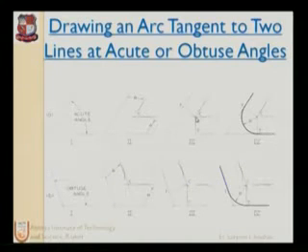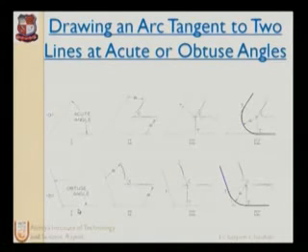So from point C, draw a perpendicular line to both of the lines and mark it as T on both lines. In the final step, from C, with a distance equal to CT, draw an arc which should be tangent to both the lines. So that arc is a tangent arc to both lines. The steps will be the same for the obtuse angle.